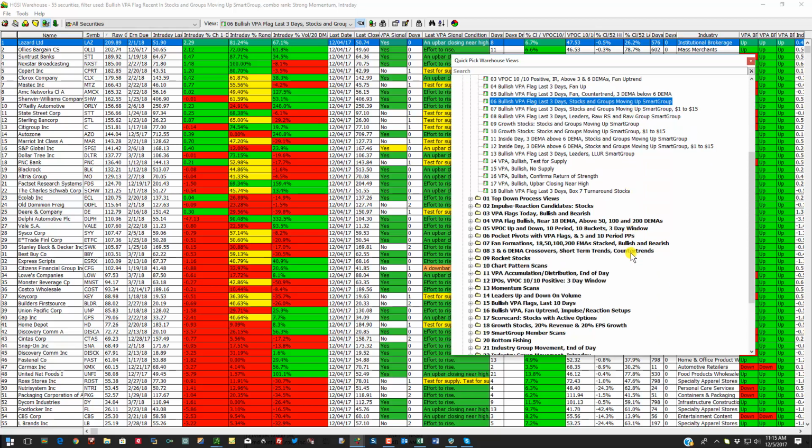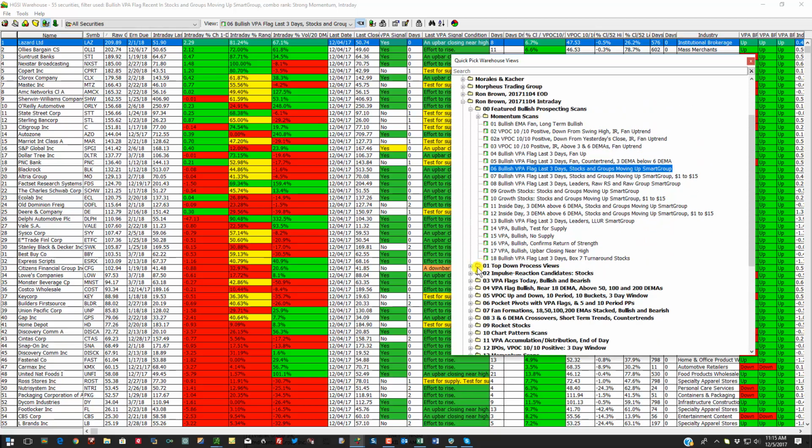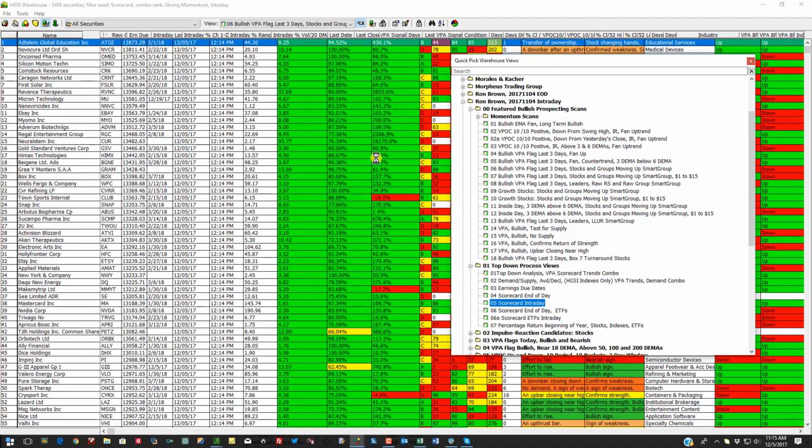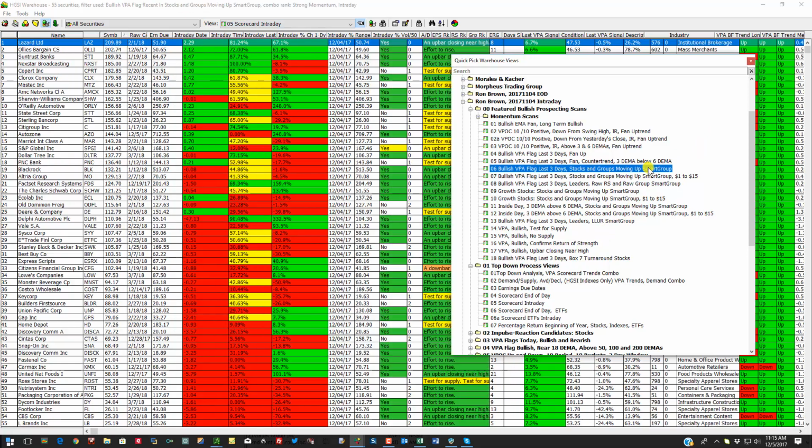Now, if I want to eliminate the indicators, I'm just going to go back down to my top-down process, and I'm going to go to my scorecard intraday. Now, this gives us a different picture. Well, I'm in all security, so I'm sorry here. Let me go back to this smart group. I thought that looked a little strange. And I just made a mistake there. Let me go back down here.